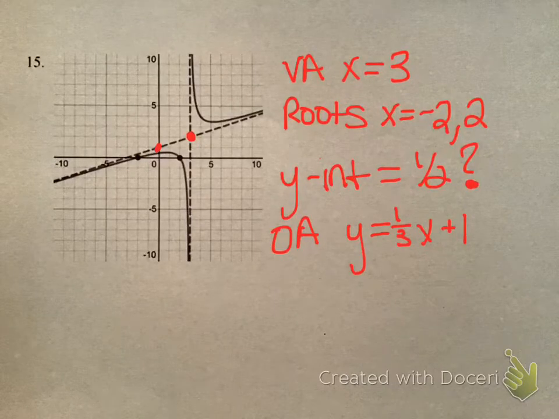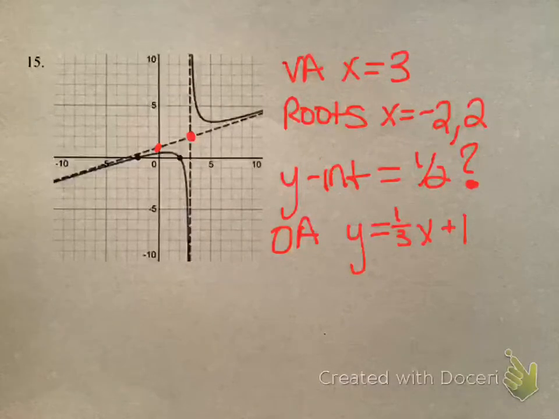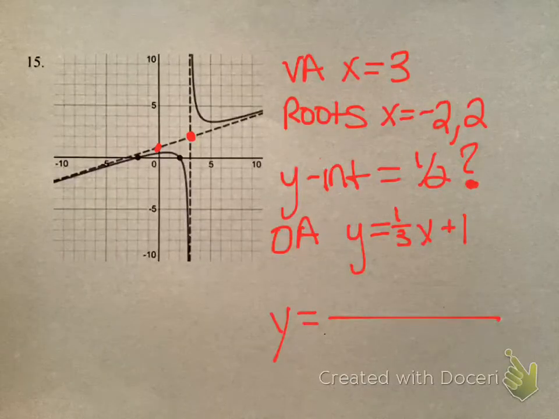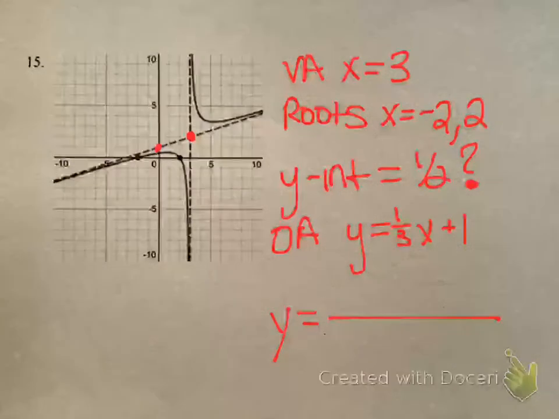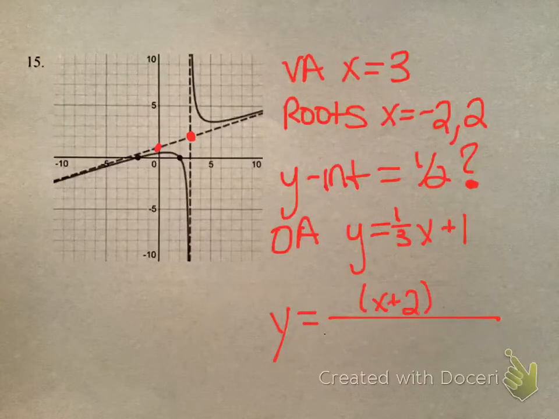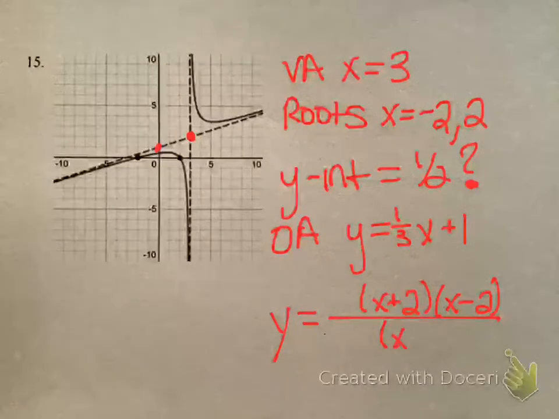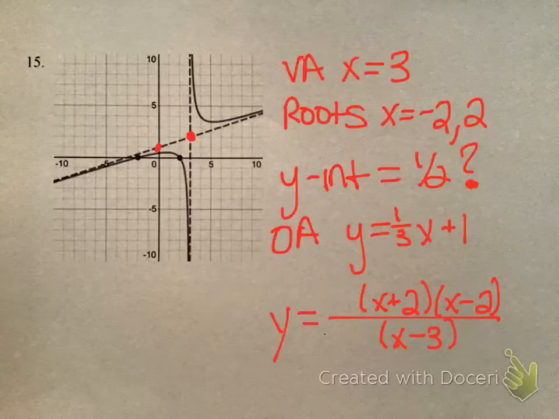Now there are a lot of ways to account for that in the equation, but I'm going to start the equation the way we did on 11 and 12, and then show you how I personally account for the oblique asymptote. Like I said, there's lots of ways you can go about doing it. So here's the initial setup for my equation. I have two roots at +2 and -2, so I know I'm going to have an x plus 2 and an x minus 2 in the numerator. I know I have a vertical asymptote at x equals 3, so I'm going to have an x minus 3 in the denominator.